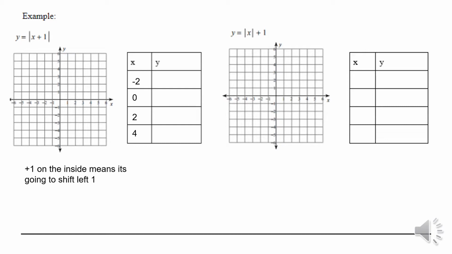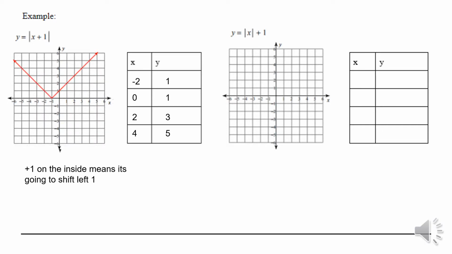When I plug in -2, I get the absolute value of -2 plus 1. That means I have the absolute value of -1. And -1 is 1 away from 0. So I would plot the point (-2, 1). When I plug in 0, I get the absolute value of 0 plus 1, which is also 1. When I plug in 2, I get 3, and when I plug in 4, I get 5. So after plotting those points, that's what my new function would look like. And it does indeed match what we thought, a V shifted to the left 1.